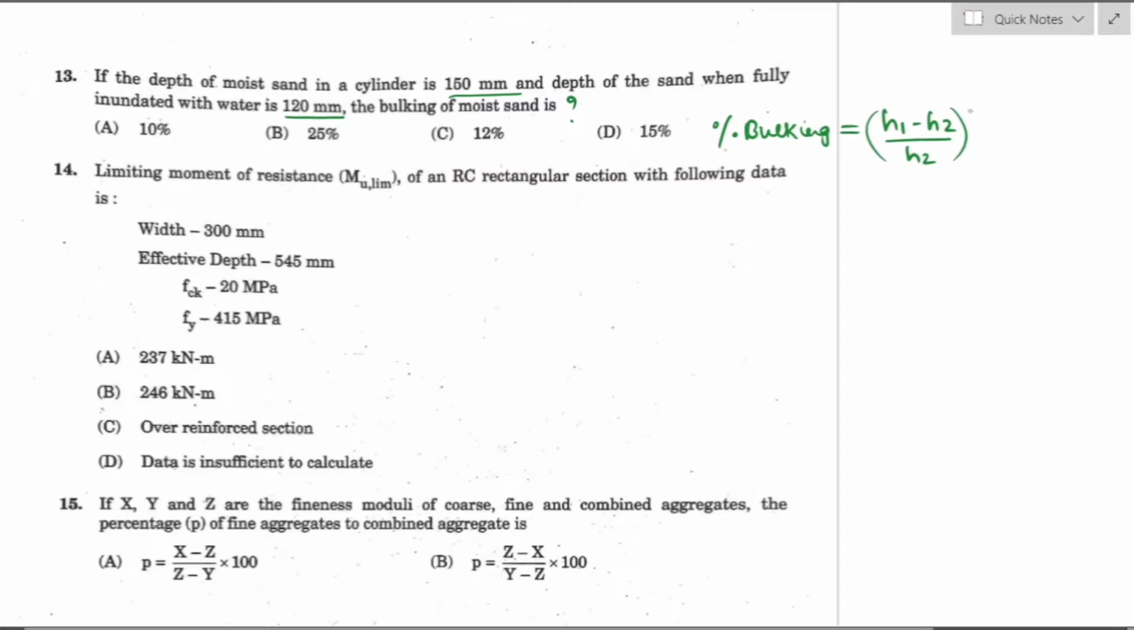H1 is the height of wet state and H2 is the height of dry state. So the wet state height is 150 mm and dry state height is 120 mm. So if you calculate this, the percentage of the bulking will be 25%. So option B is the right answer.